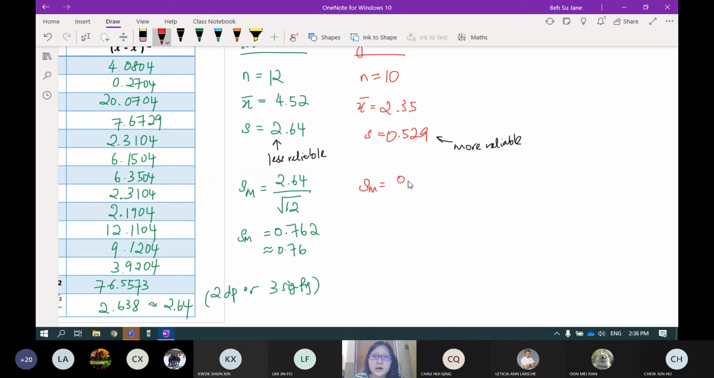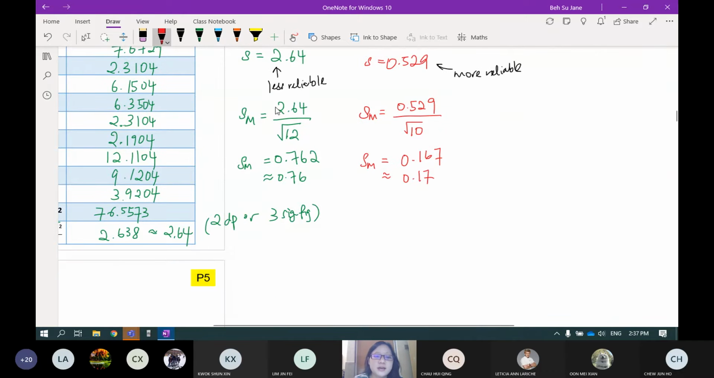This one would be, I hope you're calculating too, 0.529 divided by square root of 10 is equals to 0.167, which is around 0.17. Okay, so we can see the standard errors here for the woodlands and the garden.